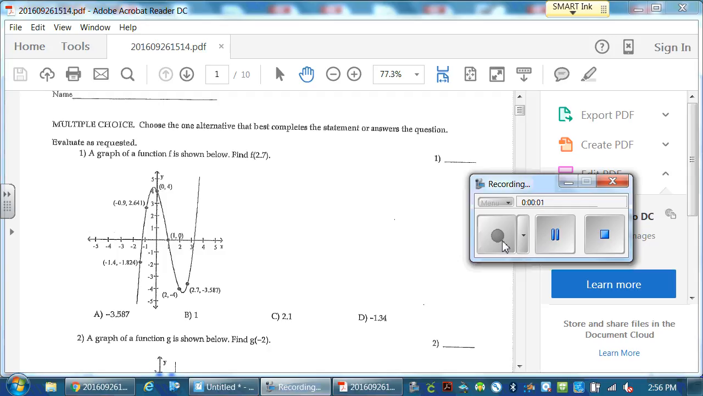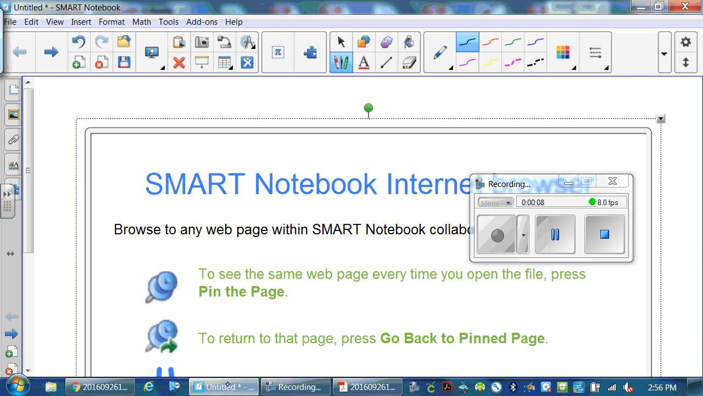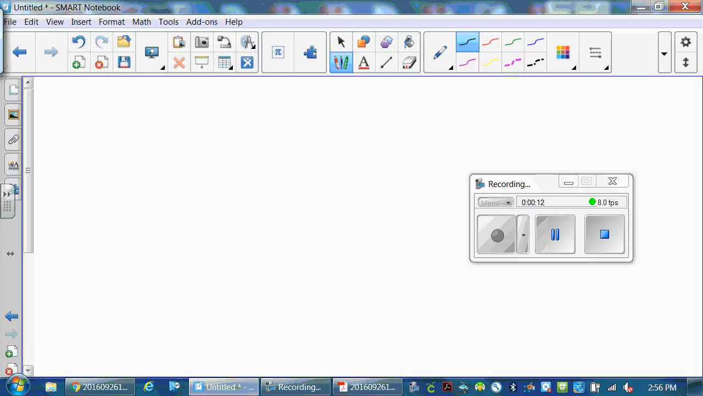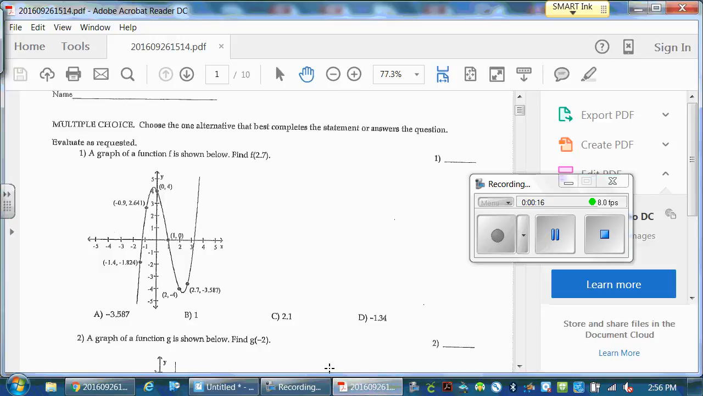To work through this, it won't let me write on the screen. So any kind of writing, I'll have to go over here to the Smartboard software and write on here to explain it and toggle back and forth between the two. But we'll start here with number one.